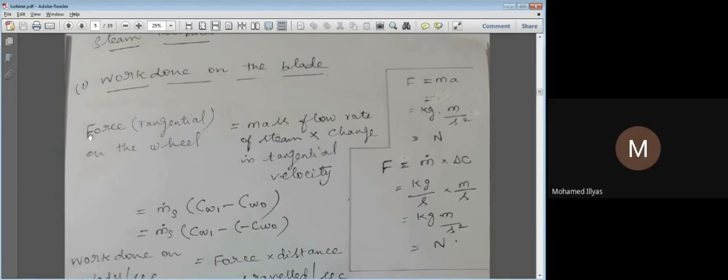That's what we have written here, force. Force into distance is work done. So first we have to get the force. After that, distance we have to get it. So force is mass flow rate into change in velocity.